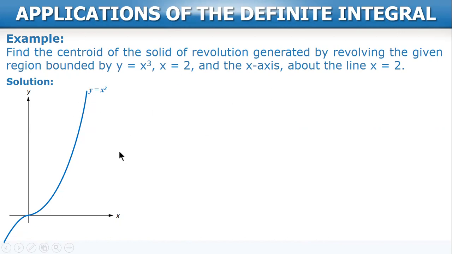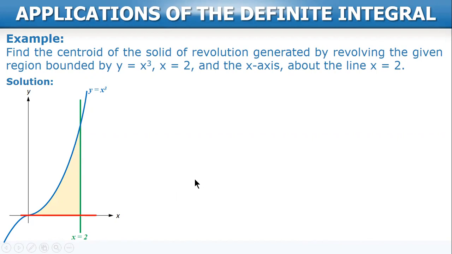X equal to 2 is a vertical line. The x-axis, this one. So this is our bounded region, and it revolves about x equal to 2. X equal to 2 is a vertical line, so we will only solve for y bar. And then our x bar is equal to 2. Z bar equal to 0.